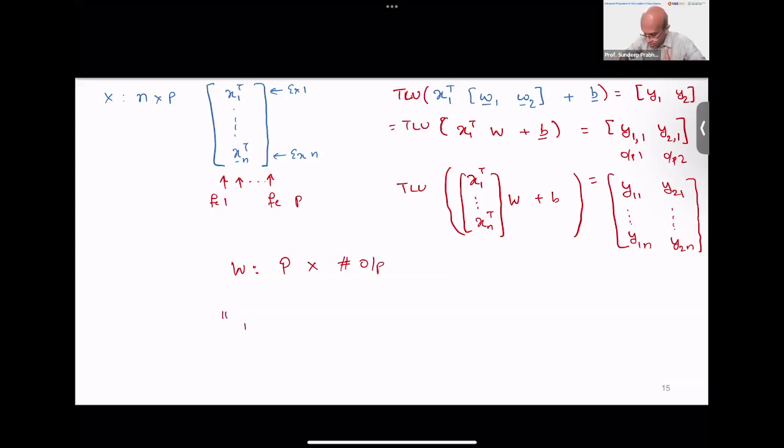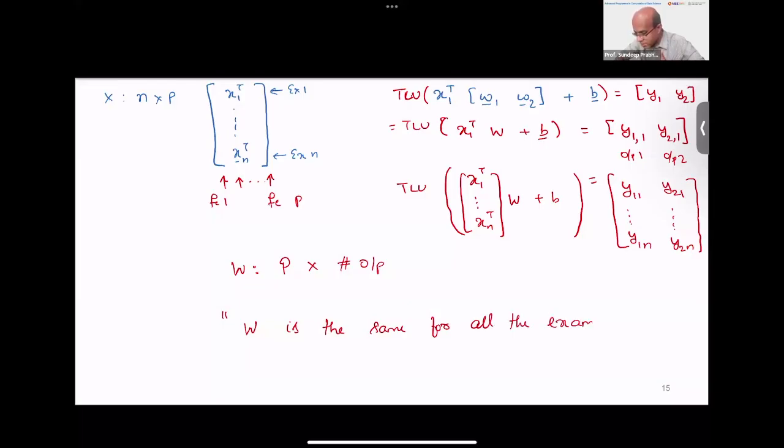What is crucial is W is the same for all the examples. Okay. So this is very important to keep in mind. You're not changing W for every example. I'm combining all the features from each example using the same set of weights. Now our goal is to figure out what this W and what this bias is. Okay. What is bias doing? I will tell with a picture in a few minutes.